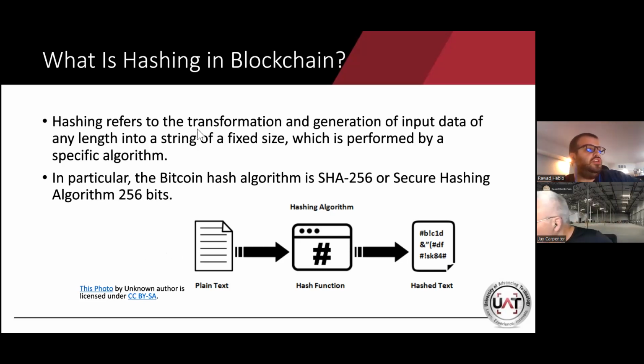Hashing refers to the transformation and generation of input data of any length into a string of a fixed size, which is performed by a specific algorithm. The most used and secure algorithm, like Bitcoin uses now, is SHA-256, which is Secure Hashing Algorithm 256. So I have plain text here, Rawad sent Adam $100, J sent Rawad $150, something like that. I use a hash function, and I get hash text. That's what I'm going to be storing on the blockchain. It's public, it's transparent, it's immutable, but it's also secure.